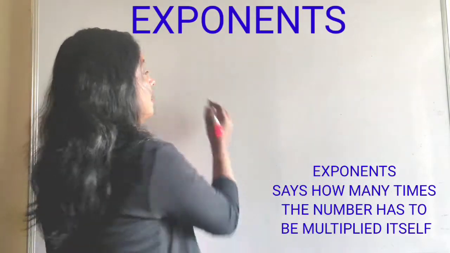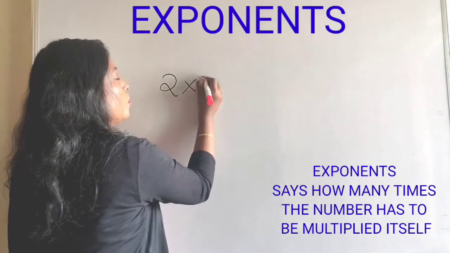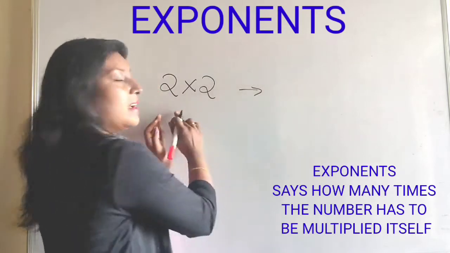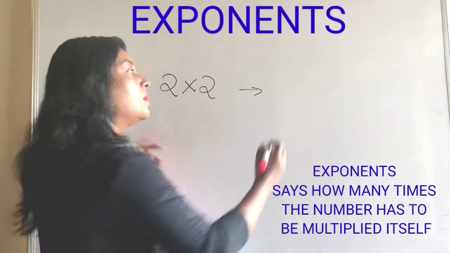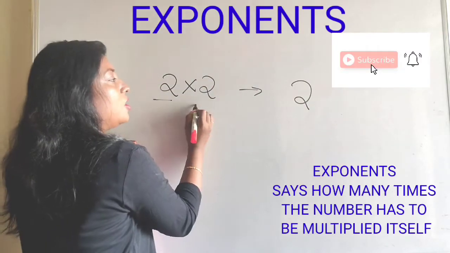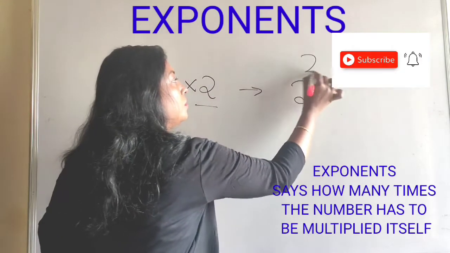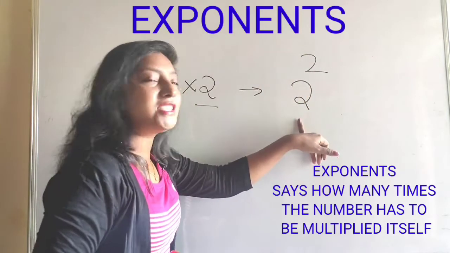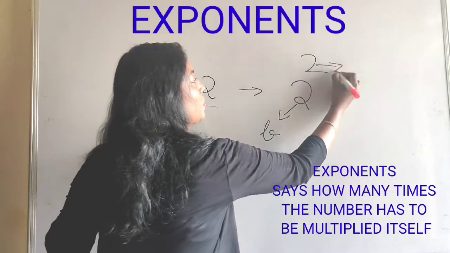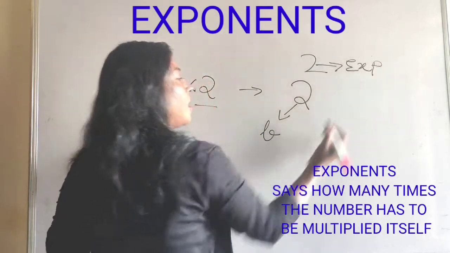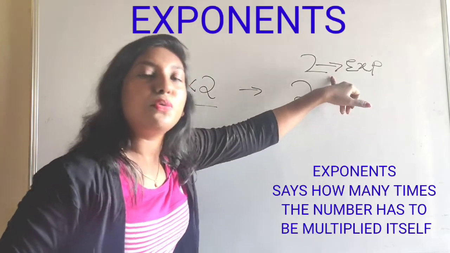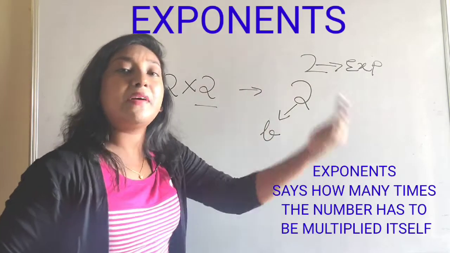Now I am multiplying the 2 by 2 times. So what is the number we are multiplying? That is 2. Take 2 and how many times is this number multiplied? 1, 2. So 2 and 2. And what is this 2 called? Yes, this 2 is the base and this 2 is the exponent. And how do we read this number? 2 raised to the power 2.